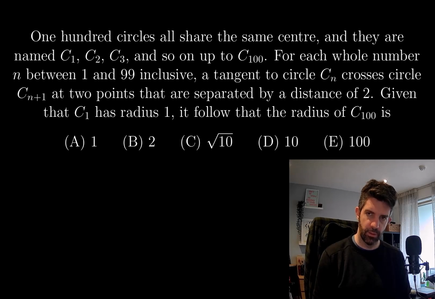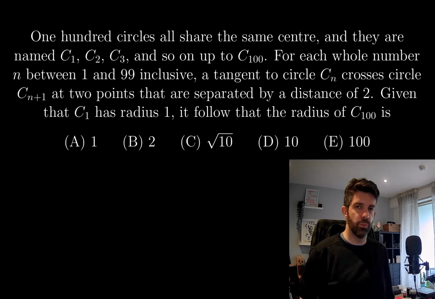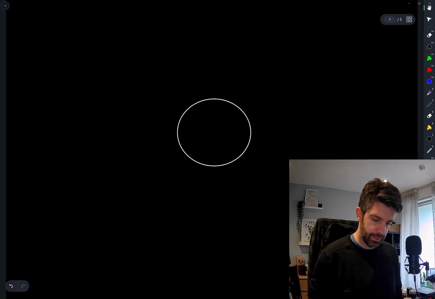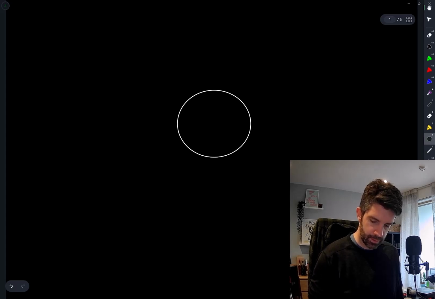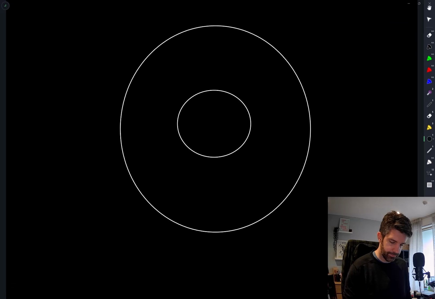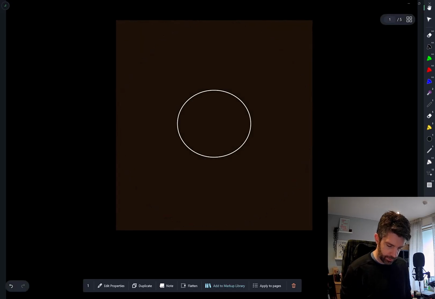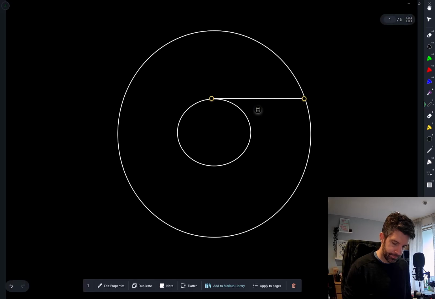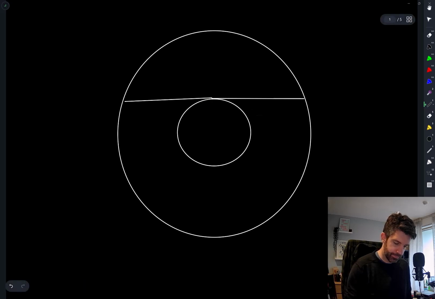Okay. So I suggest we start by sketching out what the problem looks like here. If that's one circle, let's draw another circle. Hopefully we can get it more or less centered on the other. That's close enough for my liking. So we take a tangent to circle Cn. And I suppose what we should do here, let's draw this a little bit better.